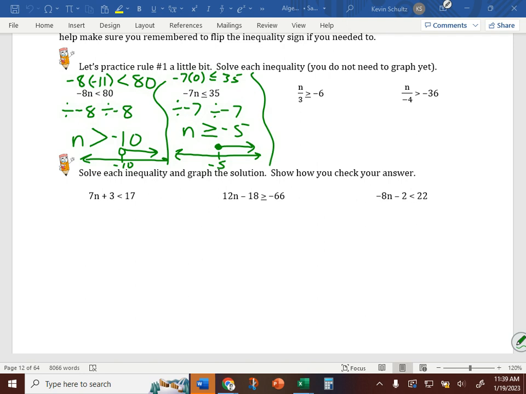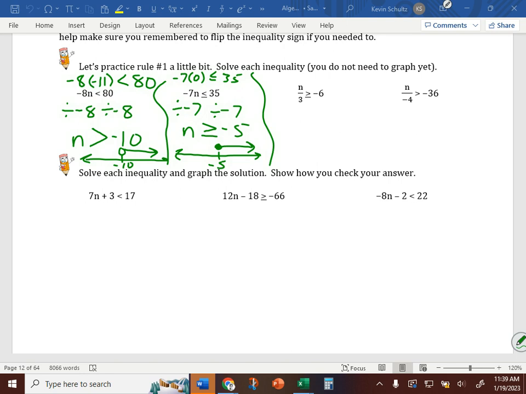The next one. What's our one step we're going to need to do here to get n by itself? It says n divided by 3 is greater than or equal to -6. Multiplication. Multiply by 3. Do we have to flip our inequality symbol? No. Even though that 6 is negative, is the sign of that 6 going to change when we multiply by 3? No, it's still going to be a negative value.